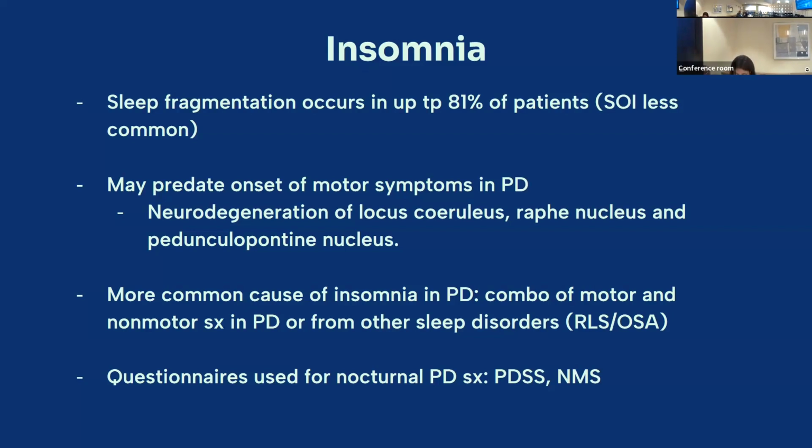symptoms. So the PDSS is the Parkinson's disease sleep scale. They use questions asking about tremors and mobility, dystonia, hallucinations, nocturia. They now have a PDSS-2, which is more revised. It includes things like restlessness and cramping as well. And then the NMS is a 30-question questionnaire and assesses multiple motor and non-motor domains, including sleep dysfunction.